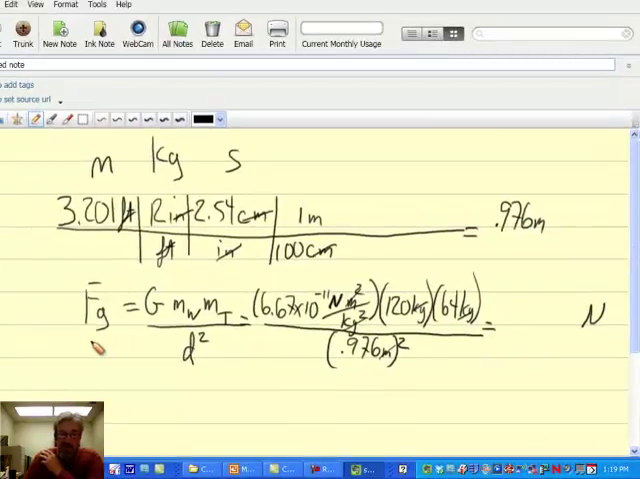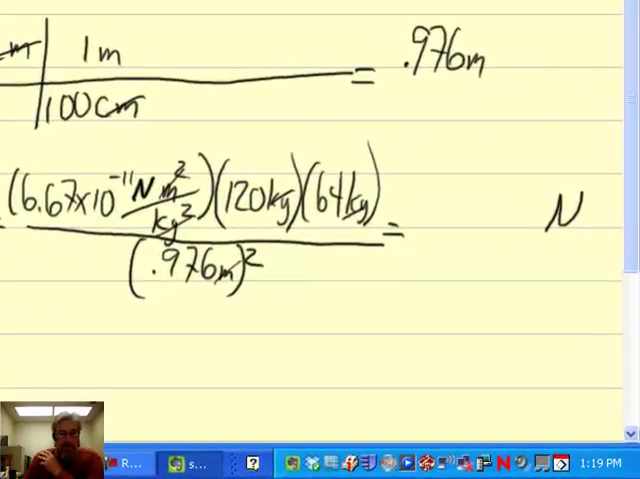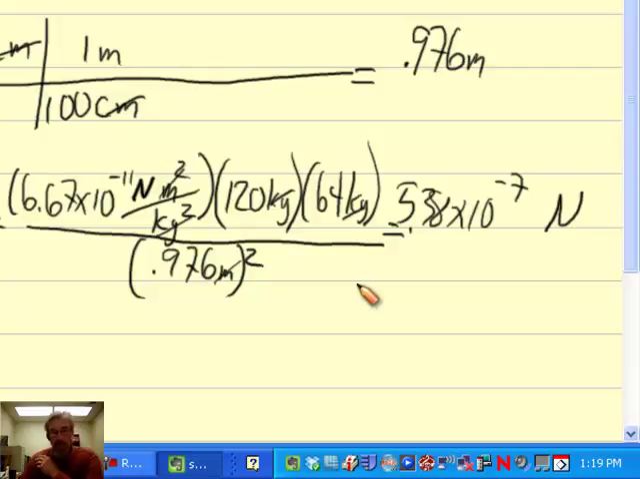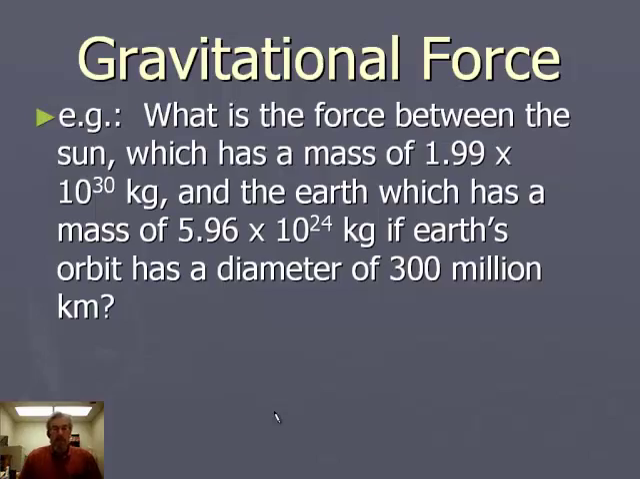And that's good, because what I'm looking for here is a force. Now, if I grab my calculator and do this calculation, here's what I find out. The force between them is very small, 5.38 times 10 to the negative 7th newtons. So it's about 5/10 millionths of a newton of force, which is why two ordinary guys would not get stuck together due to gravitational force.